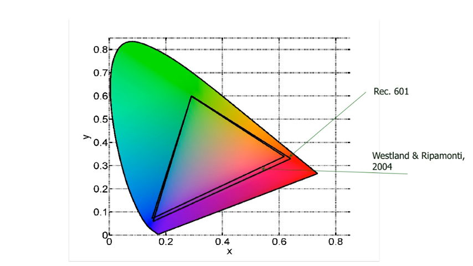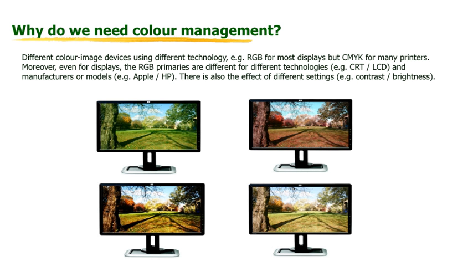So all this means that if we didn't have colour management, then because different colour imaging devices use different technology, and even within, for example, the RGB technology, you've got all sorts of different technologies such as CRT, LCD, organic LED, and then different standards. Because of this, if we displayed the same RGB values or the same image file on 4 different displays, as in this case, we'd probably get 4 completely different coloured scenes.